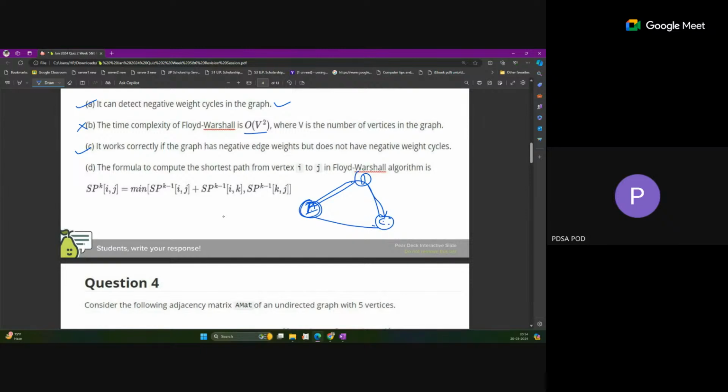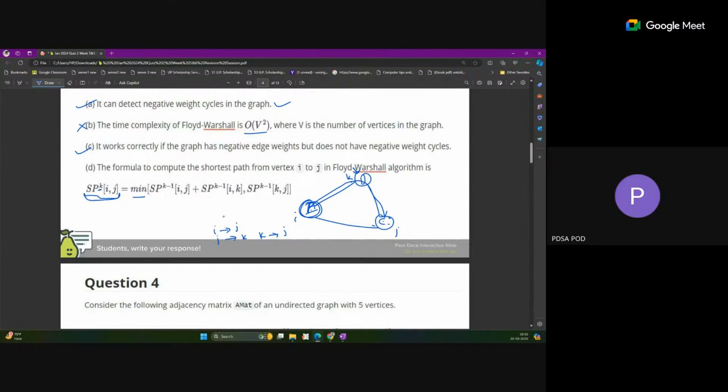Suppose this is I and this is J. First we look from I to J directly, and then we check I to K, suppose this is K, and then K to J. Whichever is the minimum, we pick for the distance. So we use this formula. In this formula you can see SP K, I comma J, which we are calculating. This K represents the matrix number, the current vertex we are selecting for checking the path. Suppose this time we are looking through B, so this K value represents the index of B. Every time we check the direct path and the path through K.